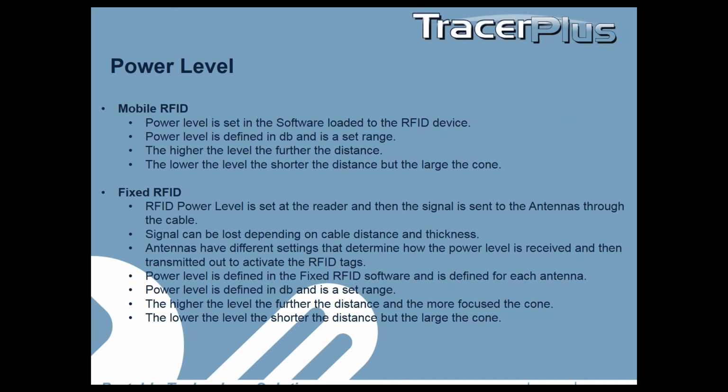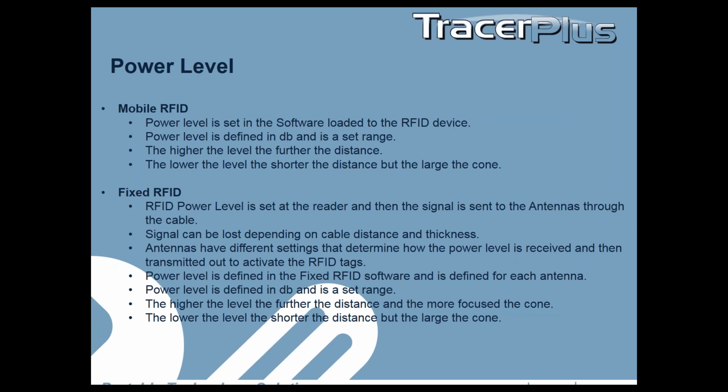The higher the level you set, the further the read distance and the narrower the cone. Picture a cone coming out from the front of the device. As you dial the power up, that cone narrows and is more focused, allowing a longer read range. The lower you set this level, the shorter the distance, but the larger the cone. So if you're up close reading tags that are spread out, you may pick them up better if you dial back the power, as you'll get a larger cone.